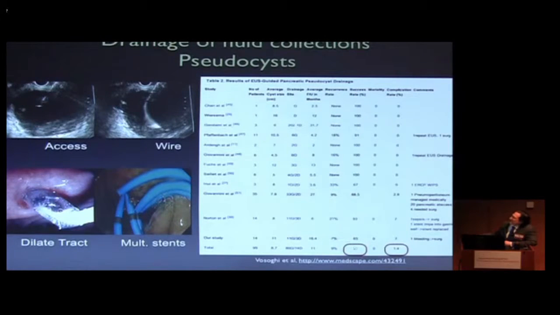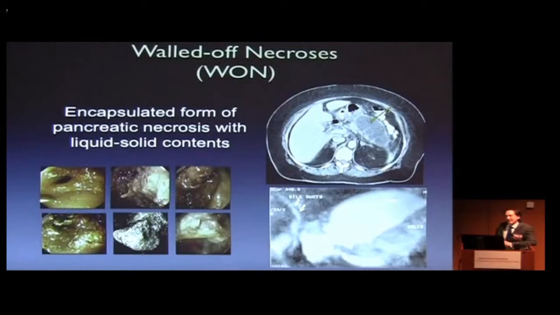And you can see our success rates are very high and our complication rates very small for pseudocysts. Now, walled-off necrosis is a different animal. Here we're dealing with an encapsulated form of pancreatic necrosis with liquid-solid contents. And historically, this has been off limits to us because of the difficulty draining the solid debris, the necrosis.